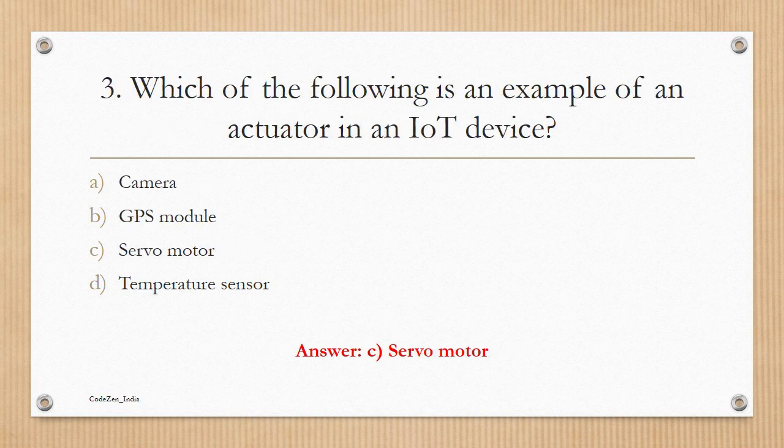3. Which of the following is an example of an actuator in an IoT device? A. Camera. B. GPS module. C. Servo motor. D. Temperature sensor. Answer: C. Servo motor.